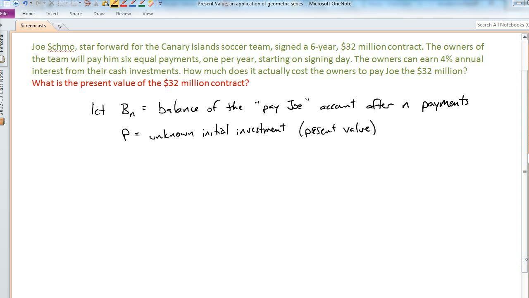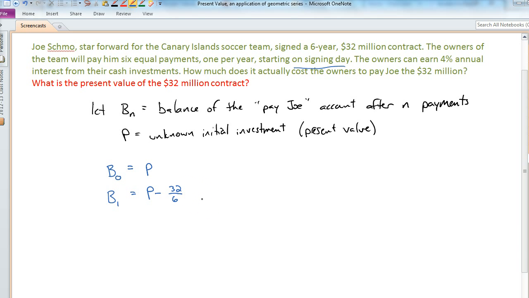All right, so in order to get the geometric series in hand, we should just start by writing a couple of the terms in the series. So let's say what B sub 0 is. Well, what's the balance in the account after 0 payments? Well, that's just P. That's the amount of money we put in. After 1 payment, which happens on signing day, that's just P minus 32 over 6.